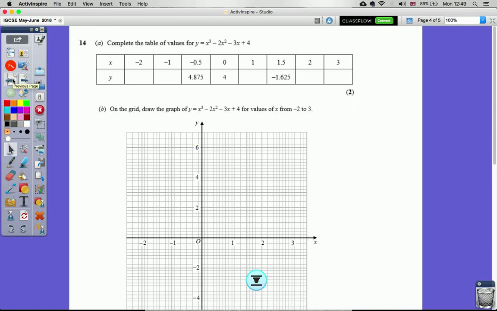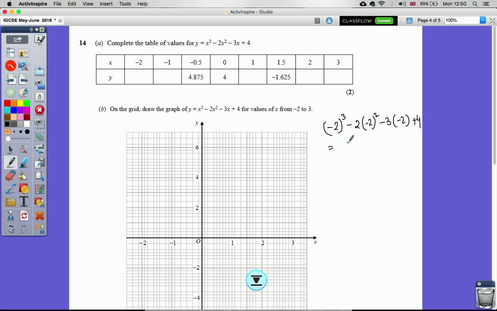Question 14. Complete the table of values for x cubed minus 2x squared minus 3x plus 4. They've given you some of the values here; you need to fill in the remaining ones. So all we need to do is substitute. If I substitute minus 2, we do it all in the calculator, but make sure when you put negative numbers, you put them in brackets. So negative 2 cubed minus 2 times negative 2 squared minus 3 times negative 2 plus 4.